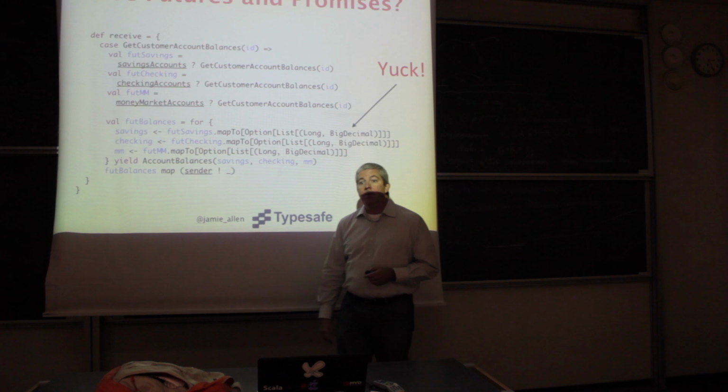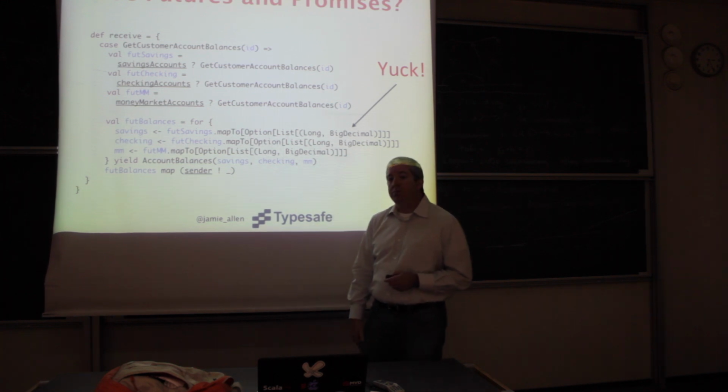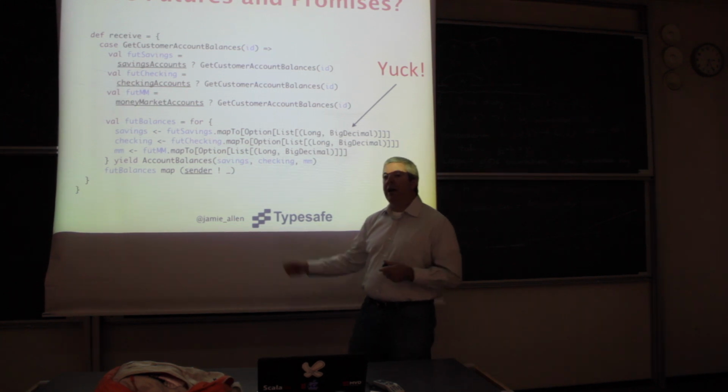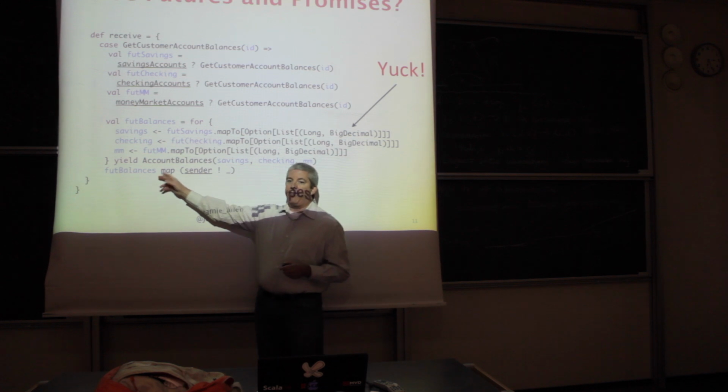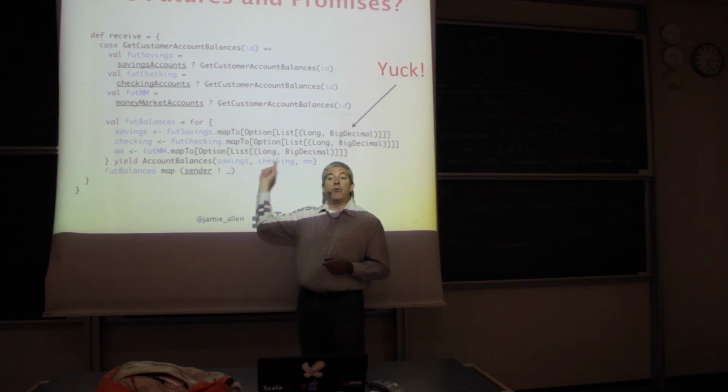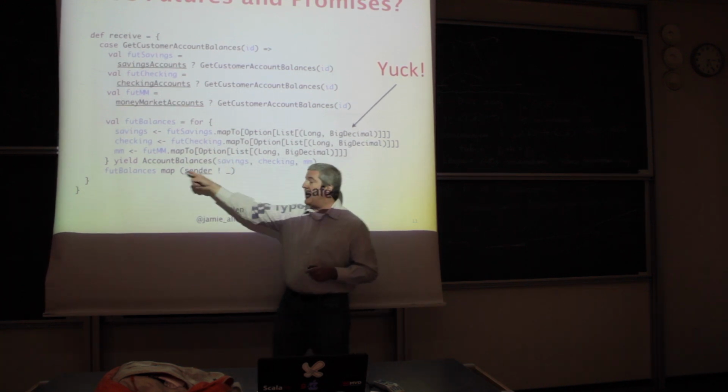Yes? Why are you not using foreach in the last computation instead of map? Because foreach is only for side effects. Map is for changing one value to another value. Right. And sender bank does not return a value. Here's the thing. I want to yield the final future of an account balances. If I do the foreach, then I'm doing a side effect. That would do the asking and go get the information, but it wouldn't yield something.